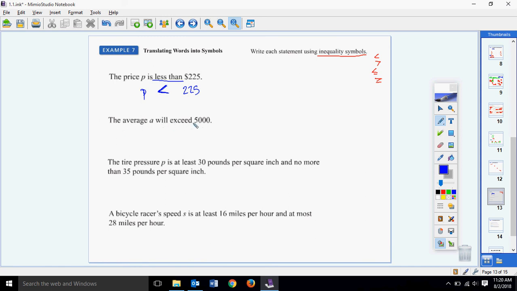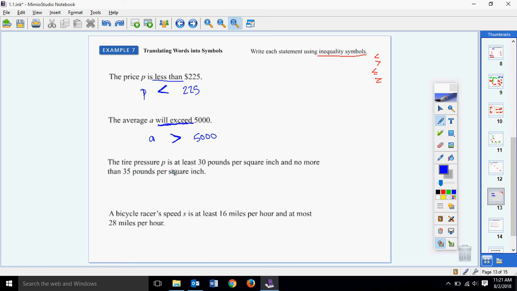The average A will exceed 5,000. Okay, so let's start with A. Let's start with 5,000. Now I have a 25% shot of getting this right. A, just think of it as a number, is going to exceed. What does exceed mean? It means greater than. So A has to be greater than 5,000. Can A be 5,000? Do I need to put an or equal to here? I don't think so because exceed means it must be more than.